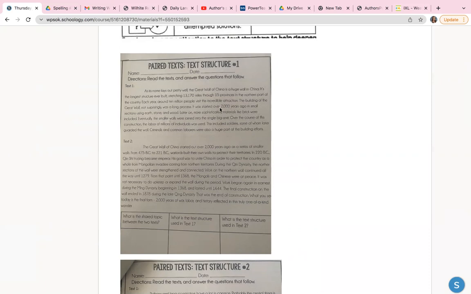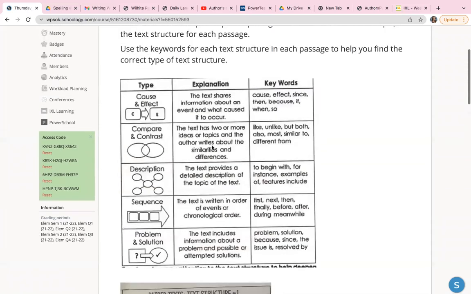Just because we have two text structures doesn't mean we have a different topic. We can still talk about a topic using different text structures, and that's what we're doing. So as a reader, we want to be able to read in a way that we can see, okay, this is an example of descriptive, cause and effect, compare and contrast, chronological sequence, or problem and solution.